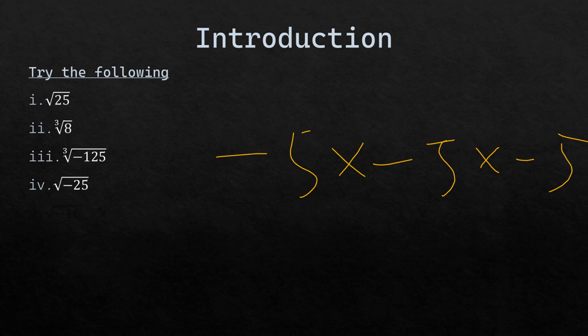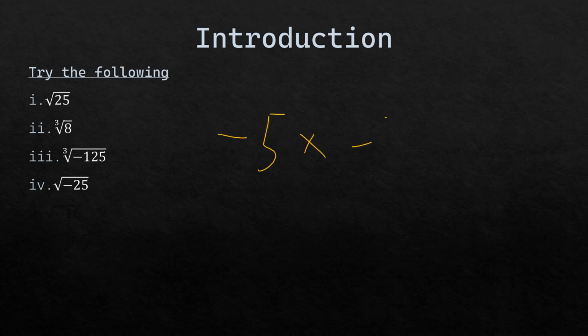What about the root of a negative number? Say the root of negative 25. What two numbers will multiply to give us negative 25? Maybe you might be thinking negative 5. But let's see. Negative 5 times negative 5 unfortunately gives us positive 25. So our problem is still there.